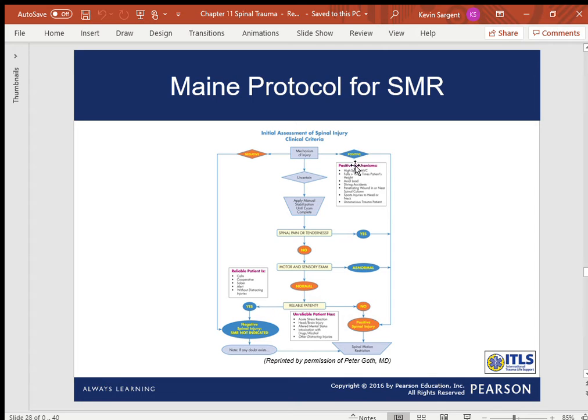This is our protocol, which goes through what we basically talked about. It's not anything used in our area, and it's not anything that's national scope of practice.